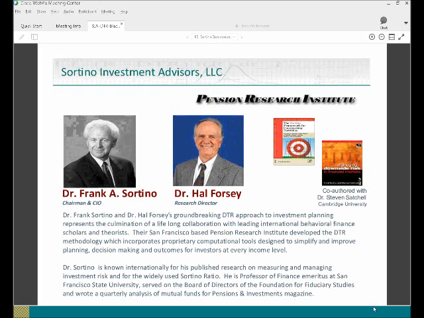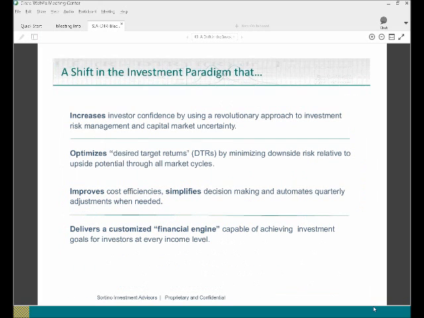SIA's pioneering DTR Navigator. Our purpose today is to introduce Dr. Sortino's breakthrough postmodern portfolio theory for constructing portfolios and our DTR Navigator service for managing those portfolios. Our DTR Navigator service will help take your advisory practice to the next level by increasing investor confidence through the use of a logical, science-based approach to investment management and will allow you to improve cost efficiencies and increase revenues while maintaining a high level of investor service.